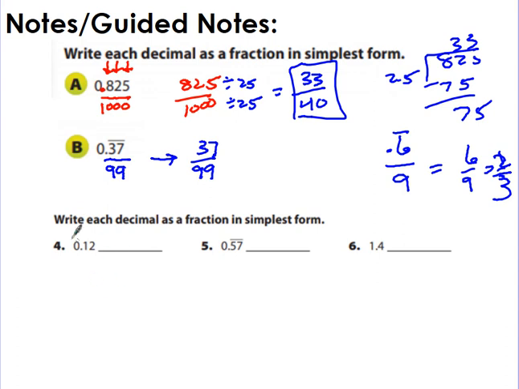So number 4, 12 hundredths. If you say it out loud, that helps you figure out what your denominator is. 12 hundredths means I have hundredths in my denominator. Also, because there's two numbers after the decimal, I have two zeros. So it would be 12 over 100. And then I would have to simplify from here.